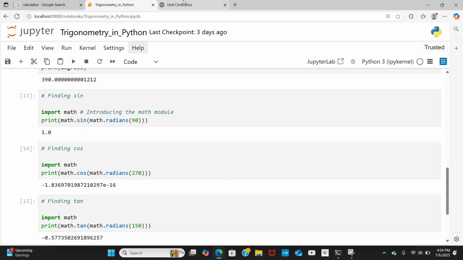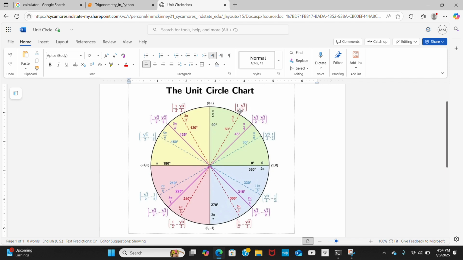Now with the sine and cosine, we can just go to the unit circle and look at the x and y values to see if it's true.